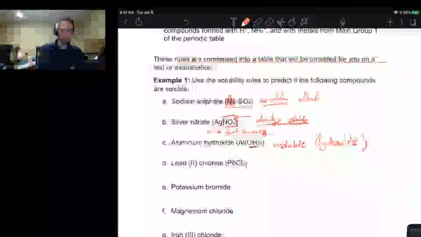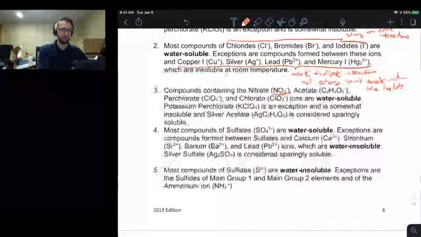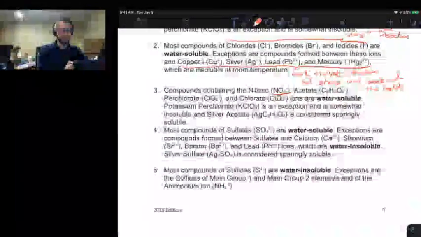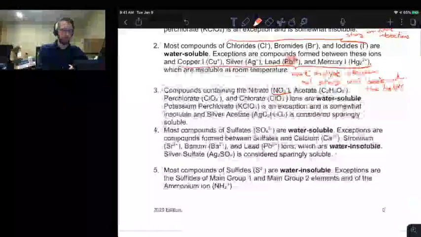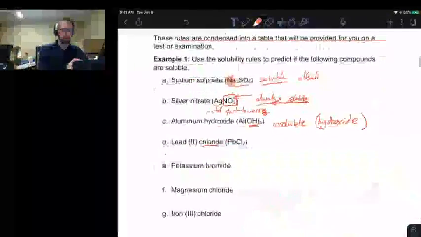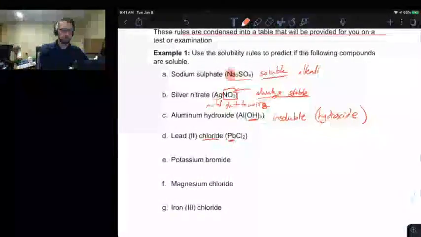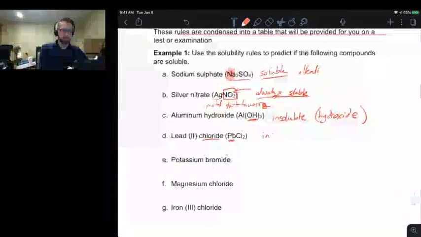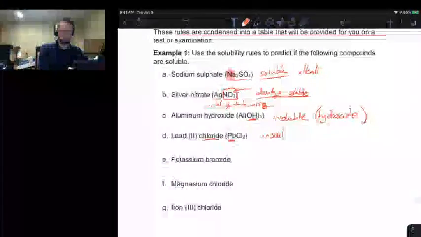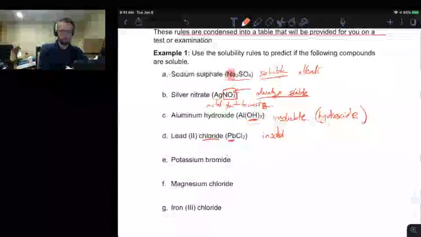Lead chloride. Ooh, okay, well, I hear the word chlorine and I think about those halides. All of those halides, I believe, are soluble. Exceptions are compounds formed between these ions, and lead is one of these ions. Okay, so I thought for a second that it might have been soluble because of the chlorine, but that lead, we always have to worry about lead. This is insoluble.